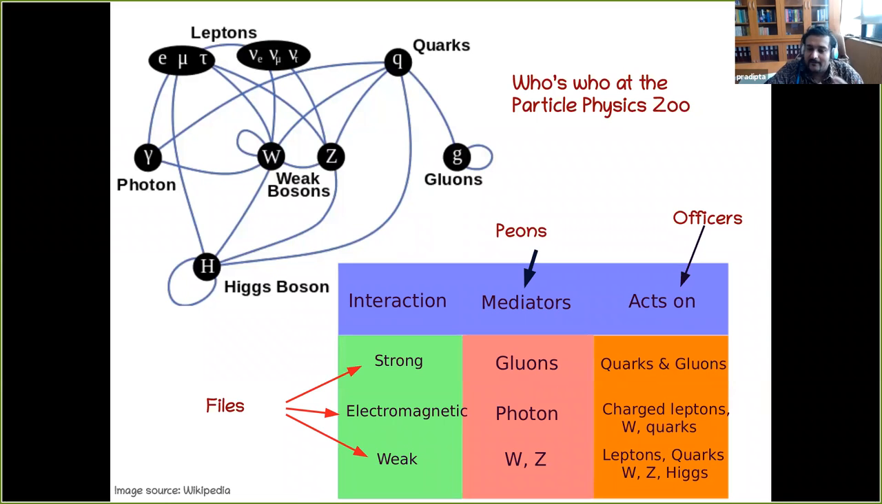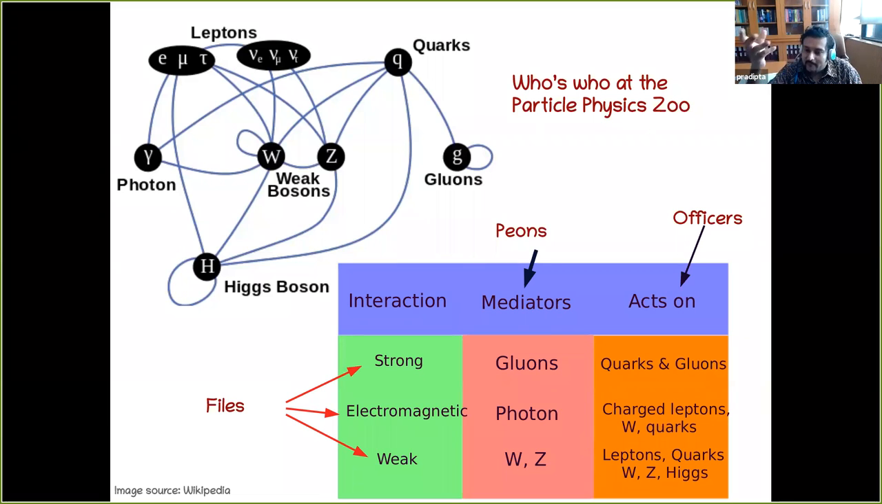And we realize that they are the gluons, which are the mediators of the strong interaction. Then we have photons, which are mediators of the electromagnetic interaction. And finally, we have the W and the Z, the mediators of the weak interaction.